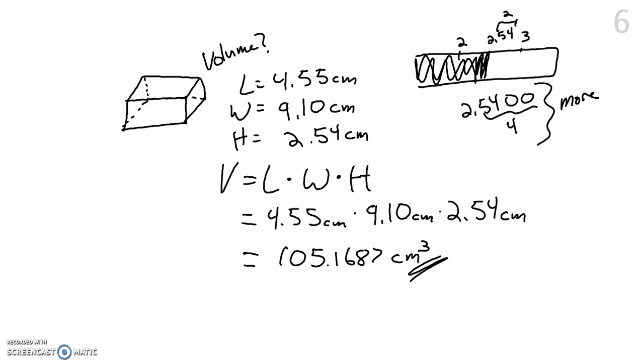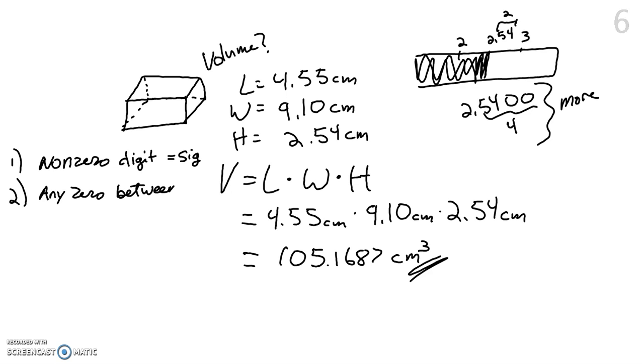So we count the number of significant figures. Number 1, a non-zero digit, one that's not 0, is significant. I'm going to write sig for significant. Number 2, any 0 between 2 significant figures is significant.